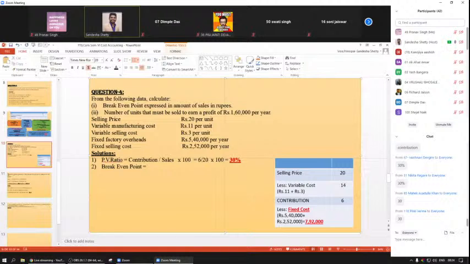Break-even point. Tell me the formula. Break-even point का formula बता दो. I think break-even point is expressed in amount of sales. So sales में दिया है, मतलब it is in sales. So sales या rupees में बोलने के लिए बोला है. Sales और rupees. Please tell me the answer. Quick.